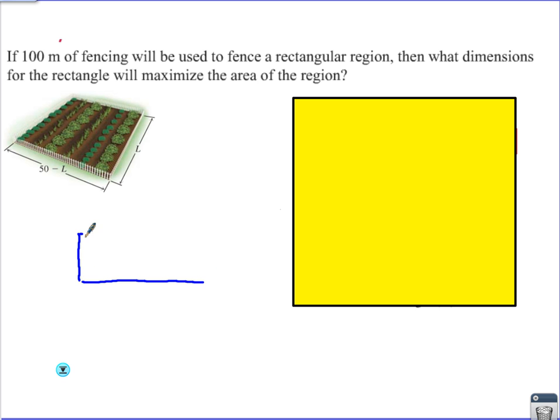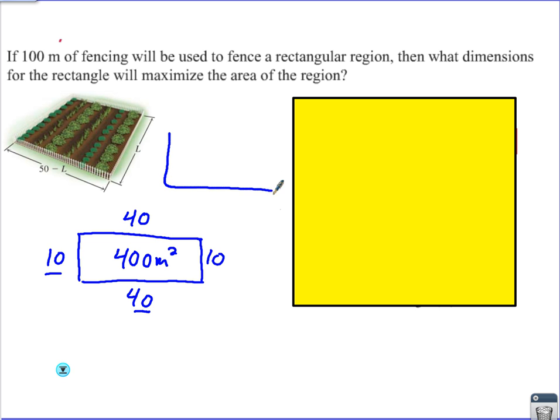If I use 100 meters of fencing, I could use 10 and 10. That leaves me with 40 and 40, right? How big is this? How many square feet? 400 square feet. Or in this case, 400 square meters. Let's make it a little bit taller. Let's make it 20 here and 20 here. That leaves me with 30 and 30. How big is that? 600 square meters. But do you understand, we use the same amount of fence, but we got more area. So keep that in mind as we're working through this.